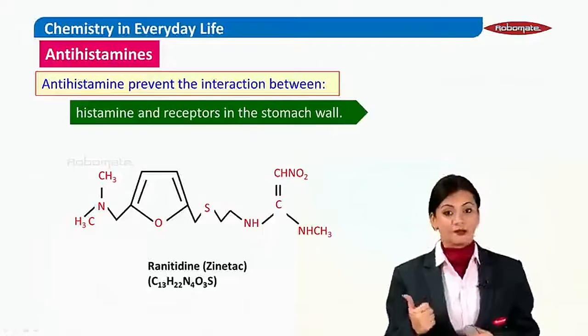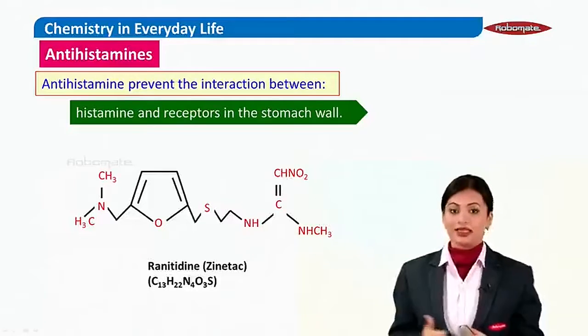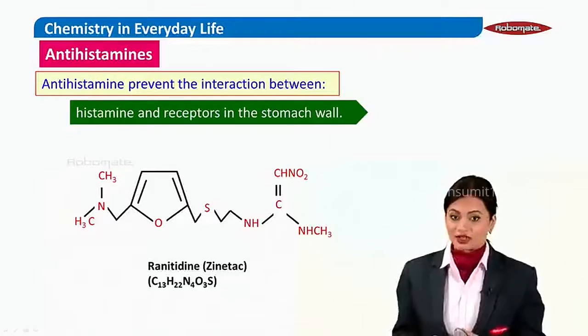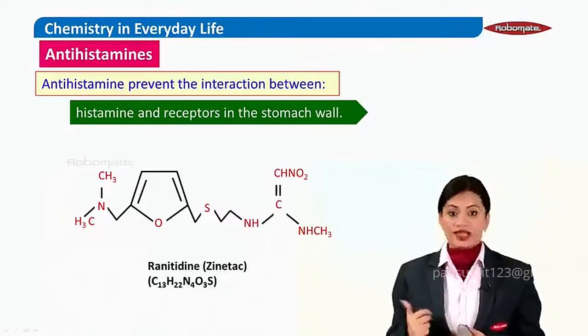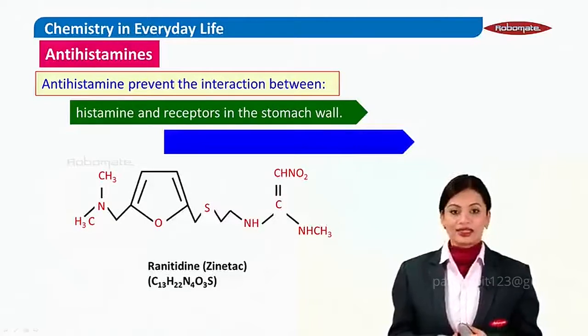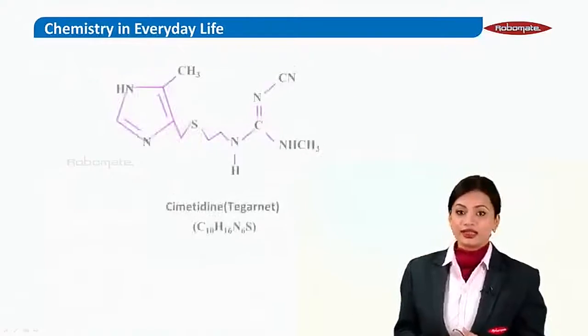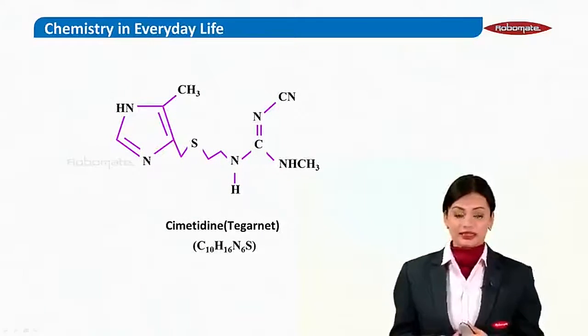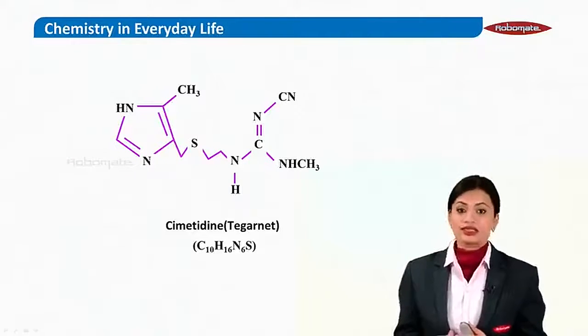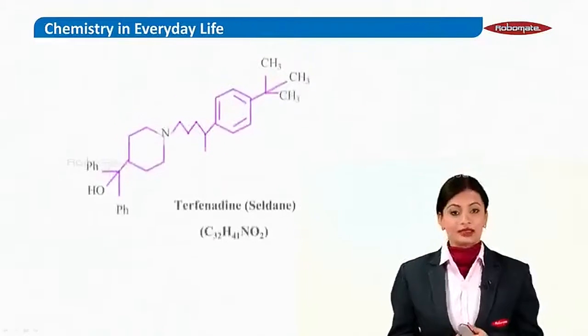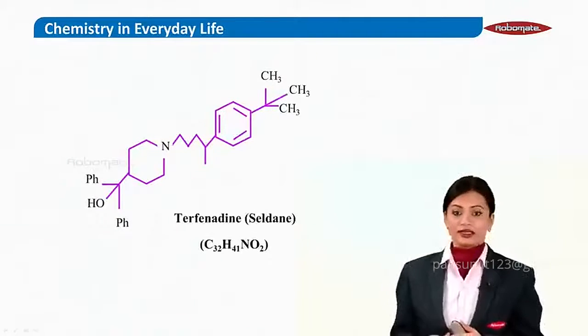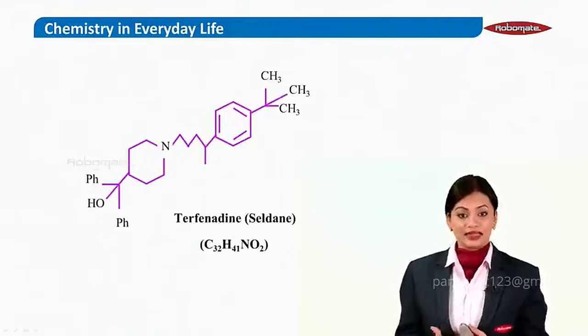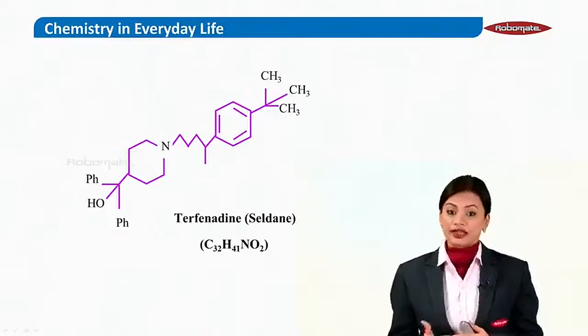The first example of antihistamine is Zantac, as you must have heard of, or it is also called ranitidine. The second example is cimetidine. Cimetidine is also known as Tagamet. Then another example here is Seldane, or Seldane is also known as terfenadine.